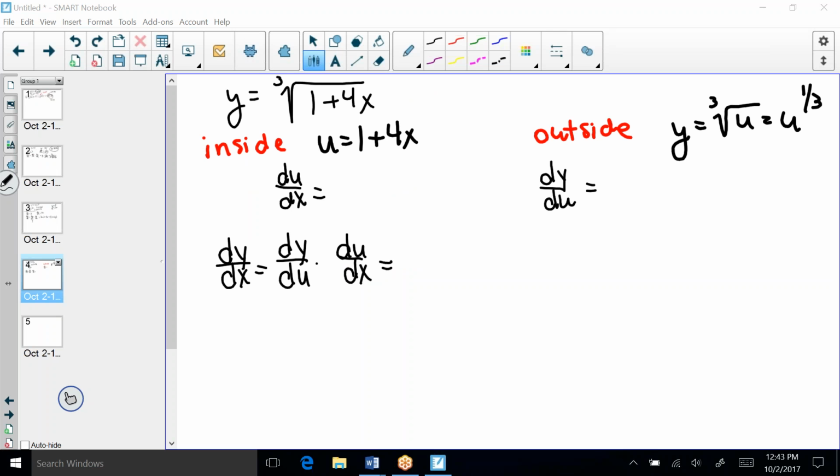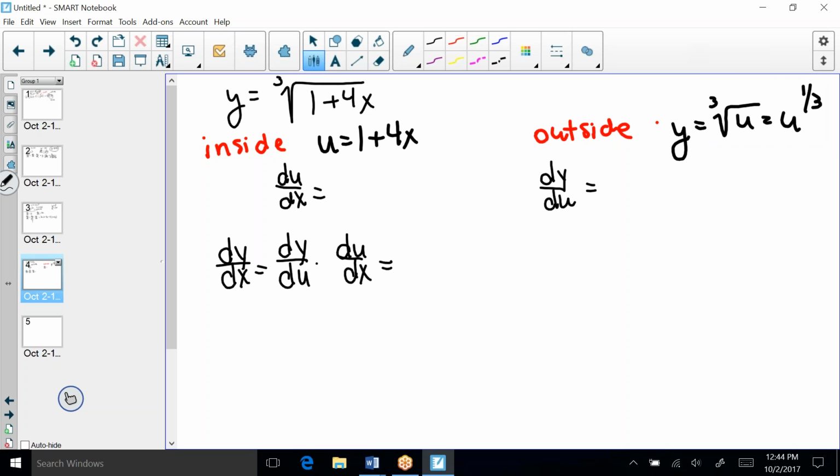So inside function, 1 plus 4x. The outside function is that cube root. So we're looking at a cube root of something. So the thing that we're taking the cube root of is u. So the outside function y should be the cube root of u. And then you can write the cube root of u as u to the 1/3. It's easier to take the derivative if you write it that way.